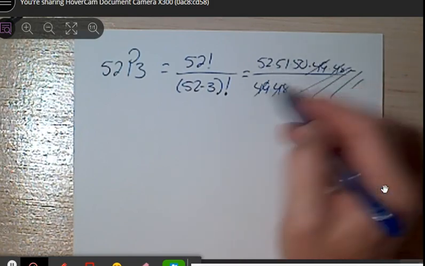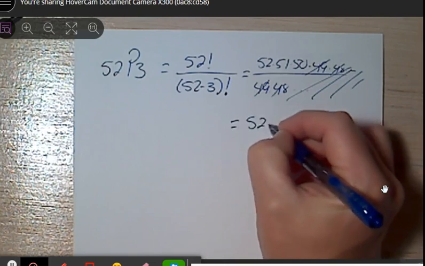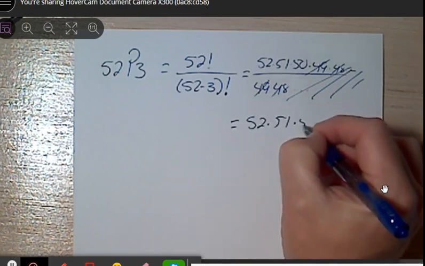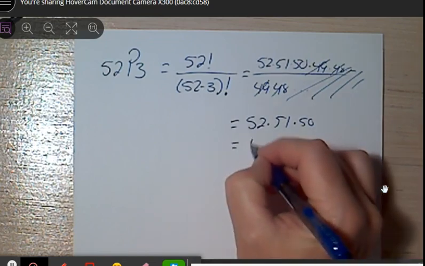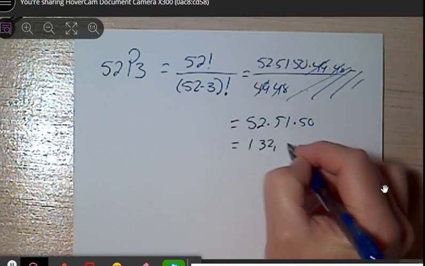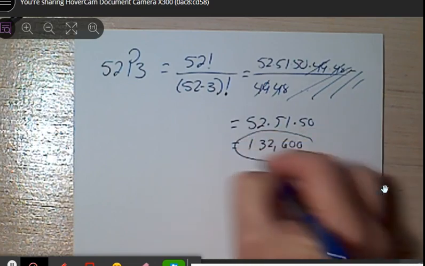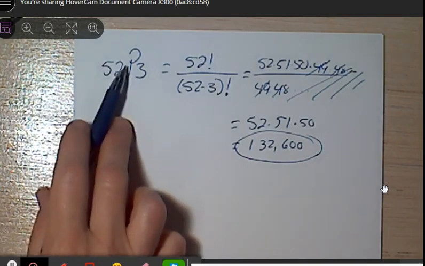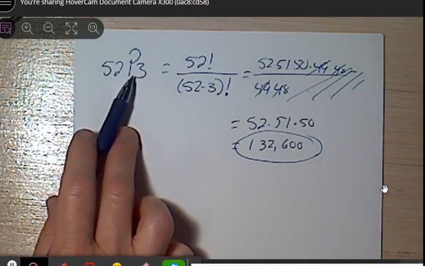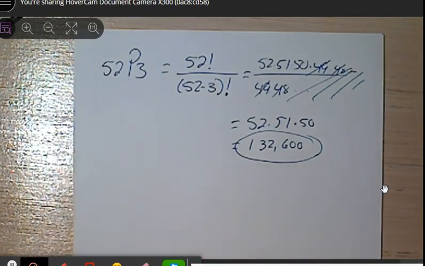So basically this one is 52 times 51 times 50. And then multiply all those numbers together to get 132,600. So if you were doing 52 and you're picking 3 where the order is important, then there's 132,600 different ways you can come up with it.